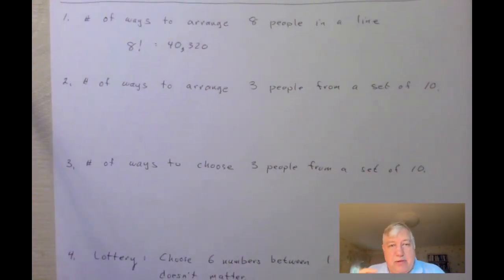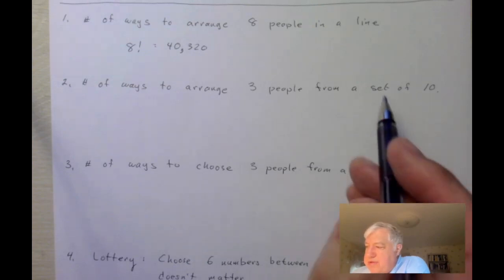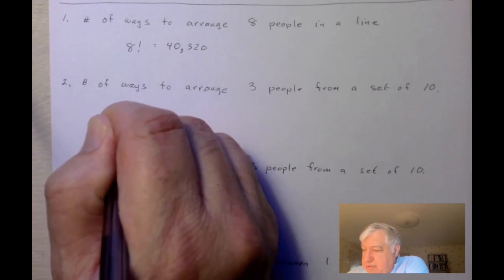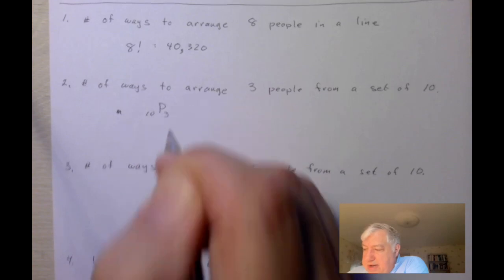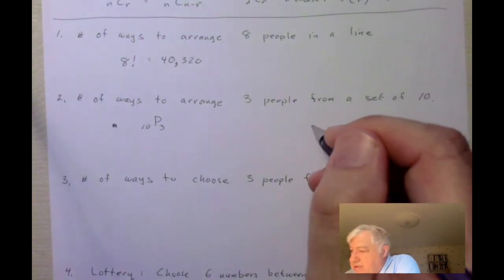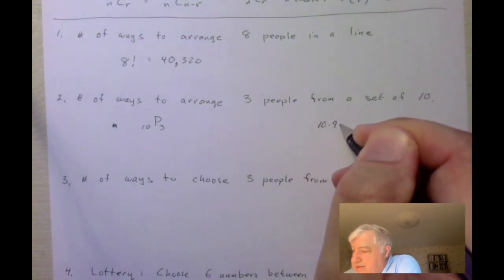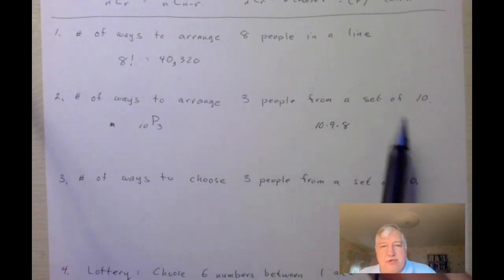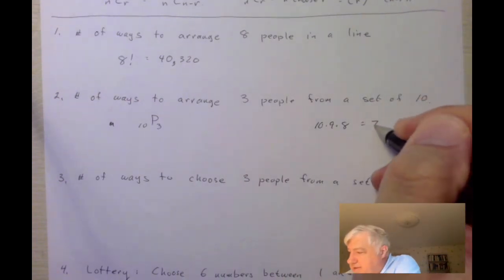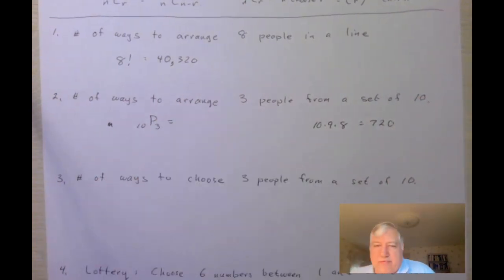All right, next one. The number of ways to arrange 3 people from a set of 10 people. There are a couple ways we could do this. This is really just choosing. Well, this would be nPr, where n is 10 and r is 3. So this would be 10P3. But what this is really going to be is 10 times 9 times 8. 10 choices for the first, 9 choices for the second, 8 choices for the third, and this turns out to be 720.